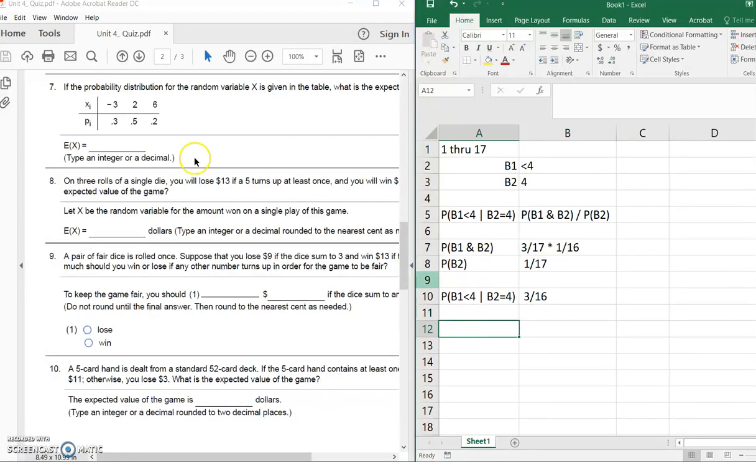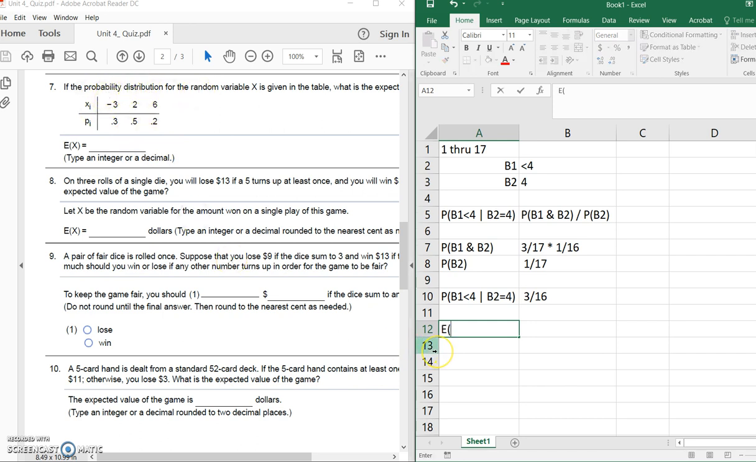And then number 7. So number 7 is asking the expected value. And expected values, remember, you multiply the value of x with the probability of x, and you do that with everything on the probability distribution table, and then just add them up.